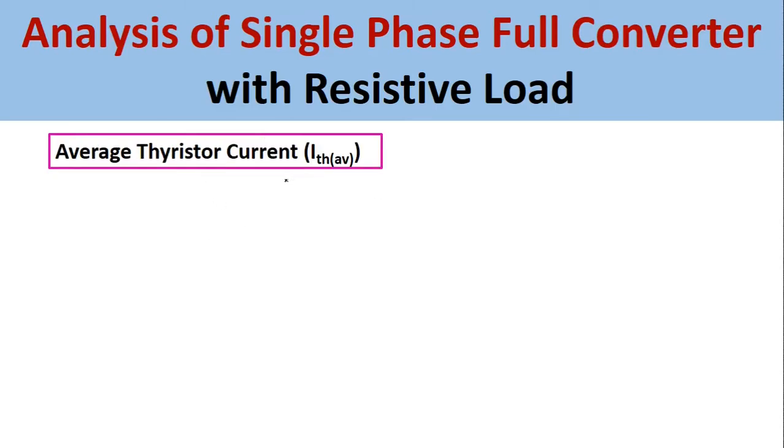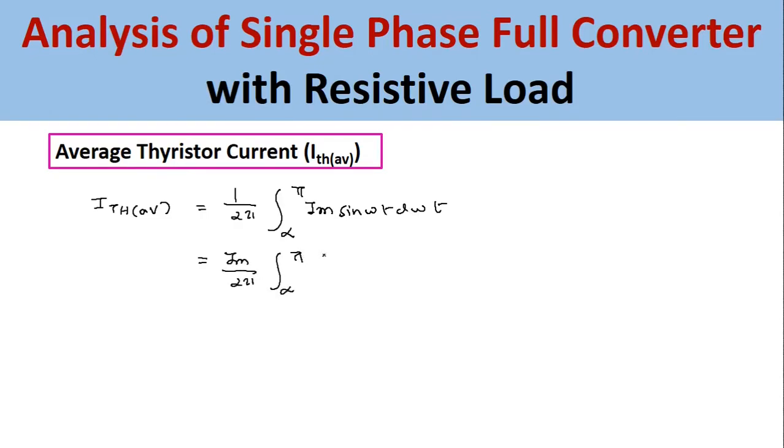Next is average thyristor current. It is represented by ITH average. So we will get ITH average equal to 1 upon 2 pi integration from alpha to pi Im sine omega t d omega t. Again this can be written as Im upon 2 pi integration from alpha to pi sine omega t d omega t. We know that integration of sine omega t is minus of cos omega t. So this can be written as minus of Im upon 2 pi cos omega t, limit alpha to pi.